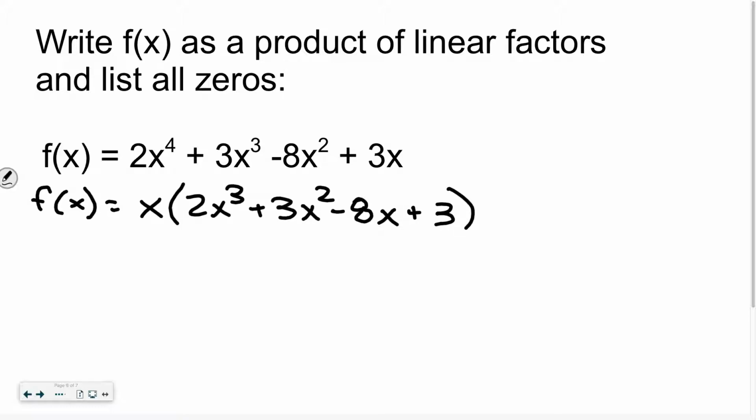Which means that this was a factor of x. So we know we have a 0 where x equals 0. So we know one of our zeros. We still have to find the other 3.